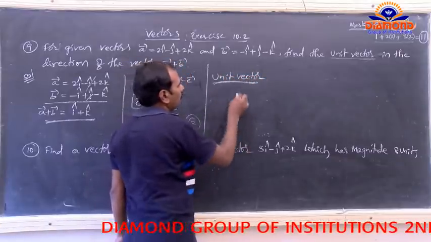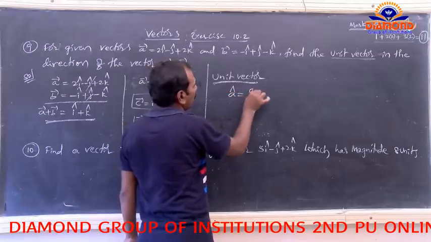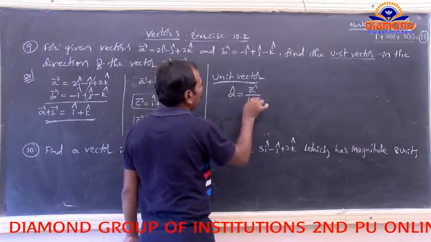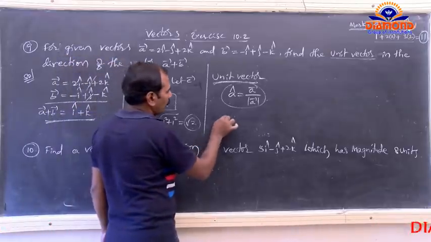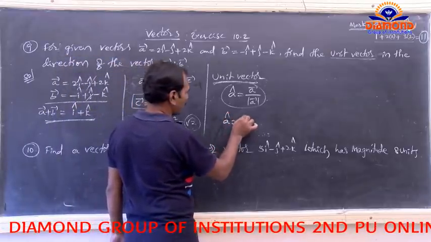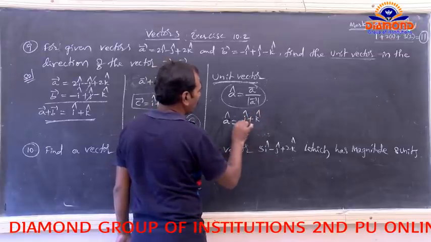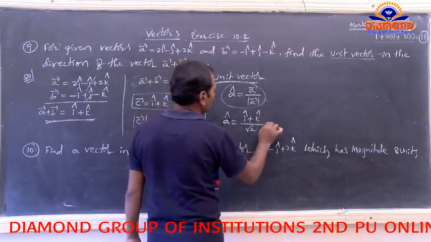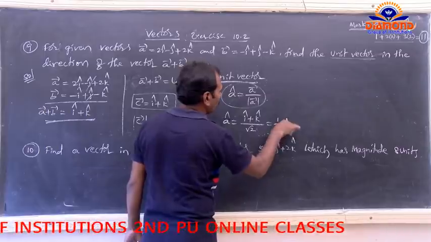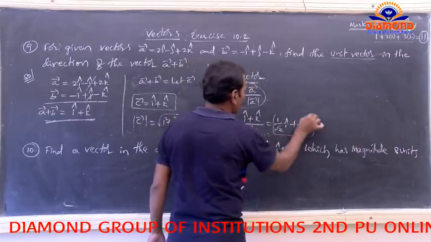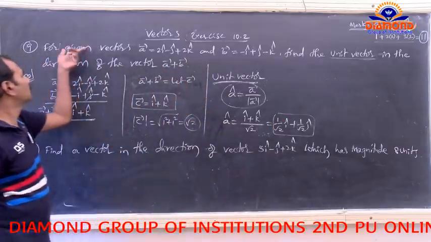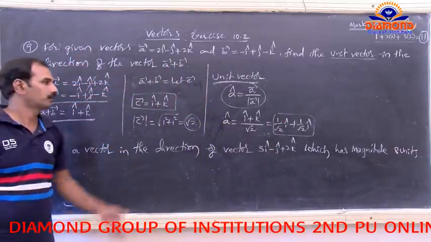Unit vector means a cap equal to a bar divided by magnitude of a. This is the unit vector formula. So a cap equal to i cap plus k cap divided by root 2 is equal to 1 by root 2 i cap plus 1 by root 2 k cap. So this is the unit vector of the resultant vector.